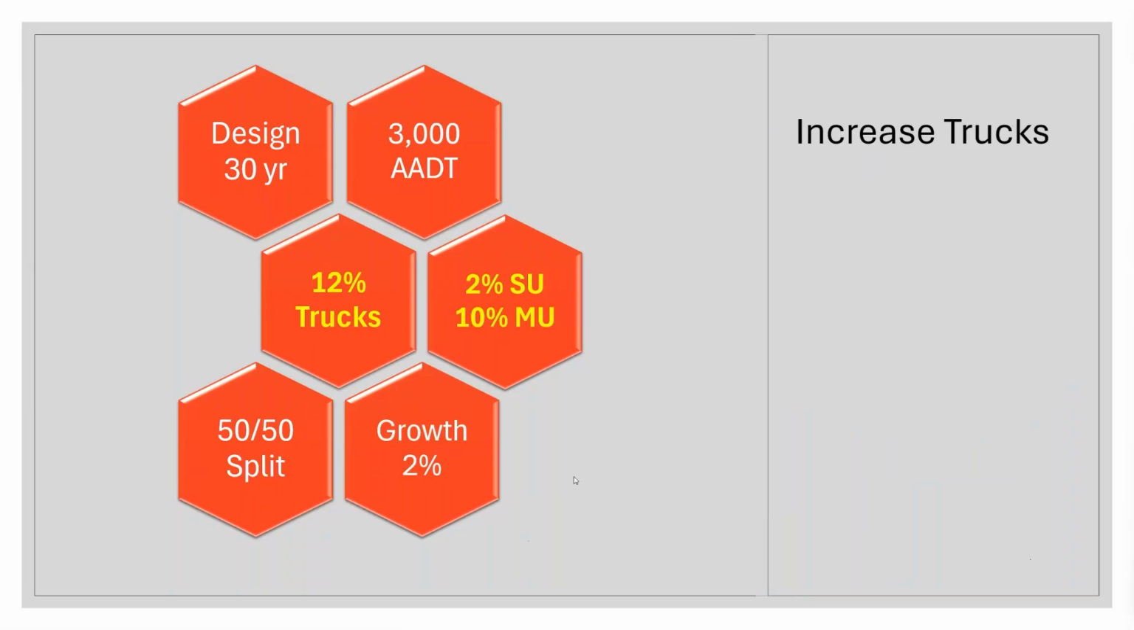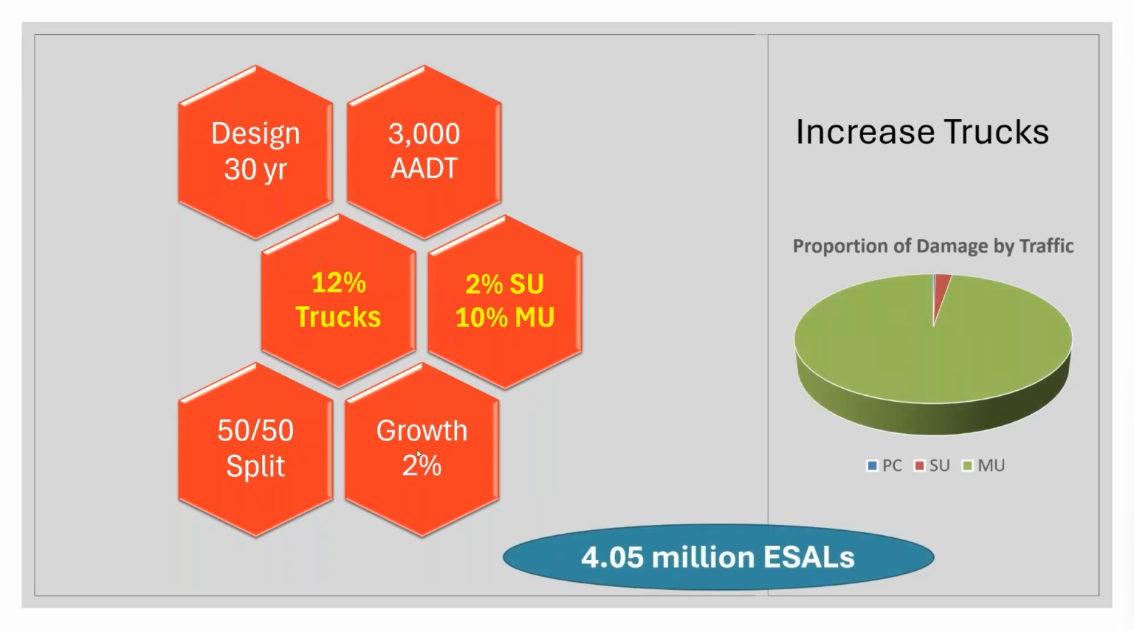All right, now let's increase truck traffic. What if a Walmart distribution center is built close by? You're going to see a definite uptick in the number of trucks. So let's go to 12% trucks. We'll say 10% multi-unit, 2% single unit, 50-50 split, 2% growth. Now we're going to jump up. That's a big difference. Okay, so over 4 million ESALs, again, most of that with the multi-unit trucks, that's a big change.